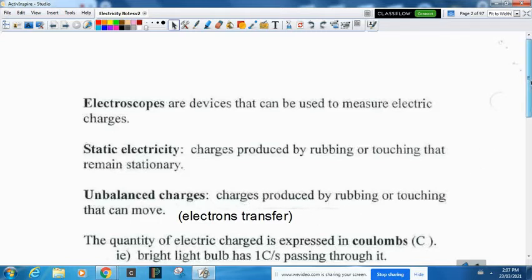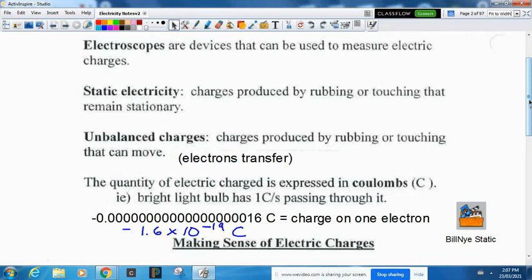Now, charge is measured in a unit called coulombs. Okay, and to give you an idea, a 100-watt light bulb has 1 coulomb per second going through it, and the charge on one electron is 0.0, and then there's 18 zeros and then 16 coulombs. That's a charge on one electron, or if you want, negative 1.6 times 10 to the minus 19 coulombs. What's the charge on a proton? It's the opposite, plus 1.6 times 10 to the minus 19 coulombs.